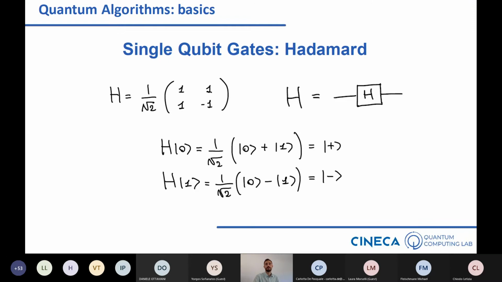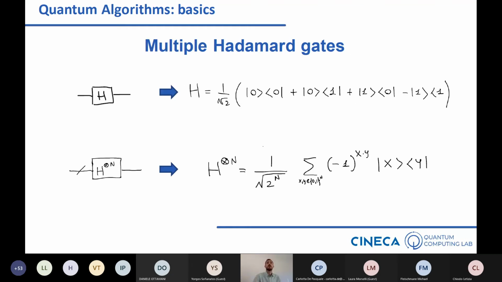The Hadamard is the one that we have seen before, and that hopefully you have written in front of you also. You can also write the Hadamard gate in this way, the simple Hadamard gate. It is a different notation, but it is the same as the matrix notation.